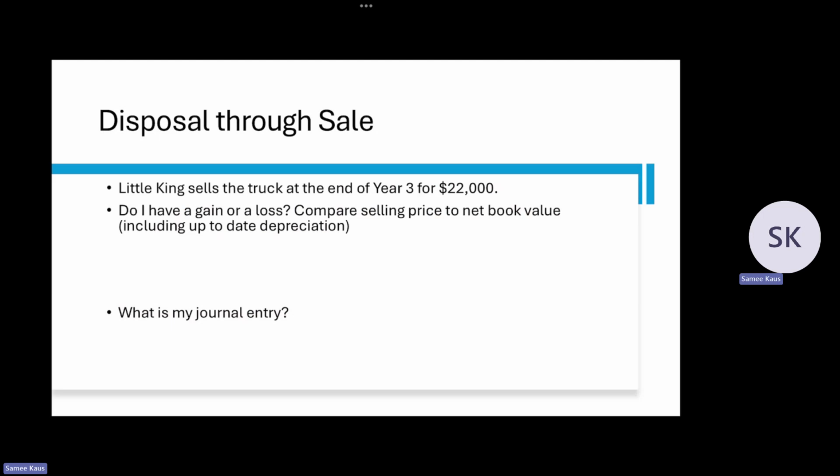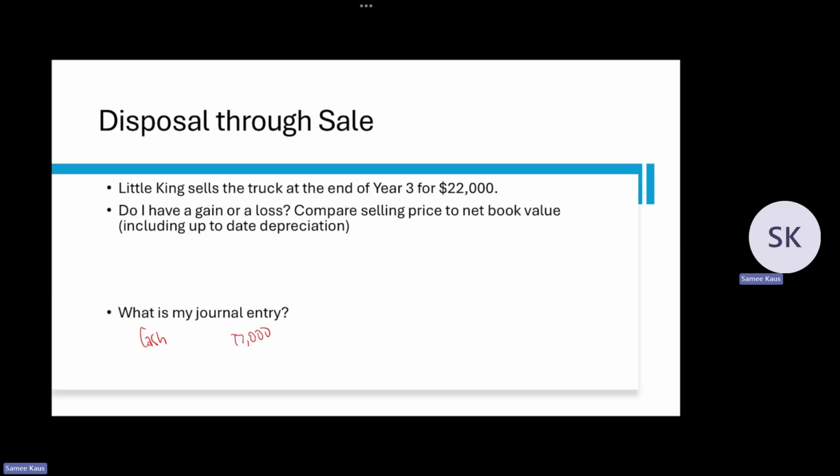So a couple of different things that we need to keep track of. Number one, what cash is changing hands? It looks like I'm selling it, so I'm going to start there. Before I even think about anything else, I know my cash is going up by $22,000. So now I'm going to ask myself, what is this asset worth to me? Well, that probably requires that I know the amount of depreciation that I've taken on it.